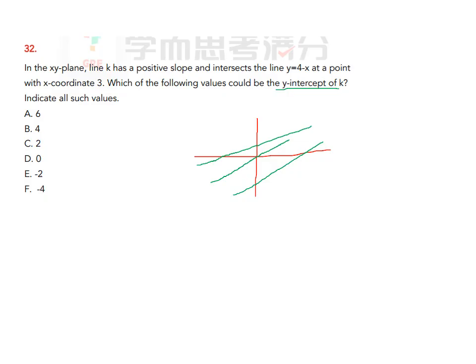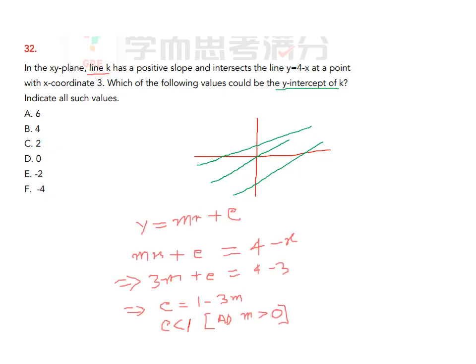So depending on the first condition, that is K has a positive slope, we can have positive, negative or 0 y-intercept. However, the second condition, that is the intersection with another line y equal to 4 minus x, will determine what will be the intercept of y. So the unknown line, that is K, will be y equal to mx plus c. You can use k instead of m in this case.